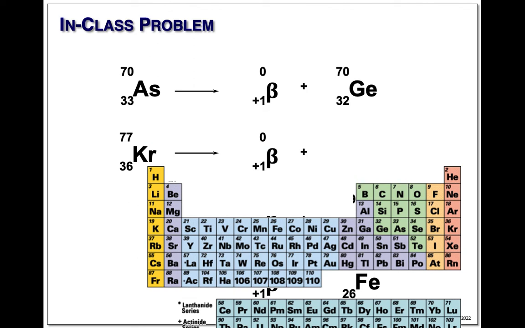Krypton 77, again, positron. Our mass number will stay 77. We are starting at 36. We will drop down one more to 35, making this bromine. So bromine 77.